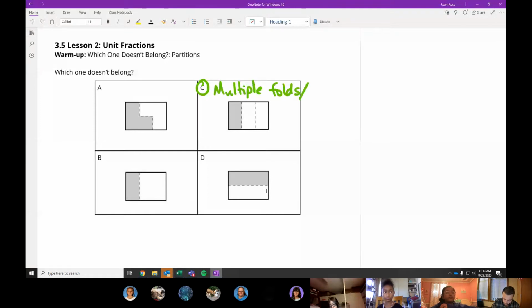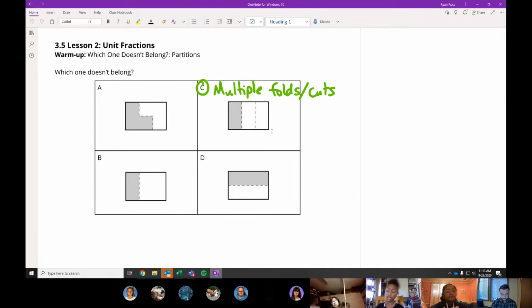So I'm going to put multiple folds or cuts because those dotted lines, those dashed lines represent maybe a fold or a cut, marking off where the work is either shaded if we're trying to find the area or what's remaining, etc. So this is the only one that has 2 cuts or 2 folds. So nice job, Jocelyn.